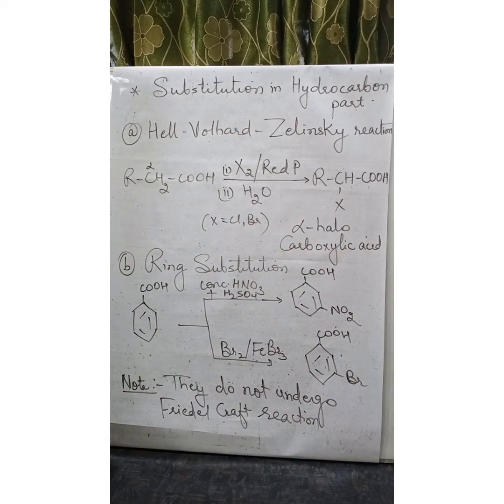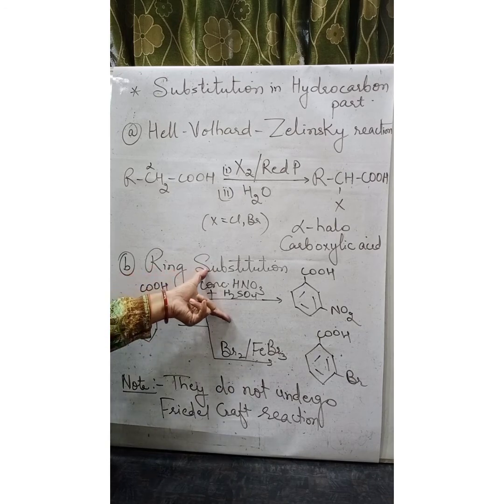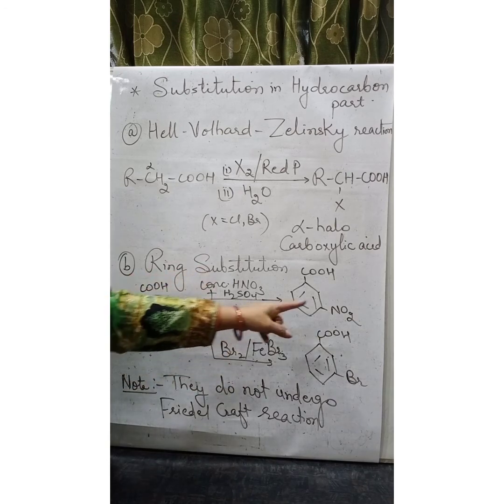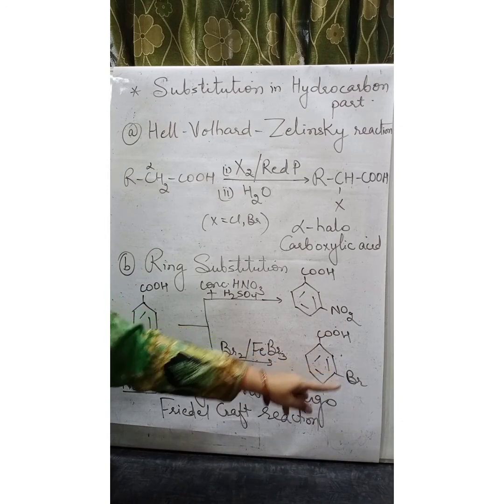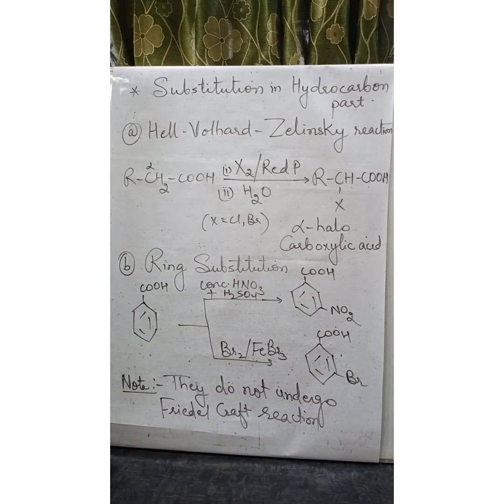Next one is ring substitution. Aromatic carboxylic acids undergo electrophilic substitution reaction in which the carboxyl group acts as a deactivating and meta-directing group. We can see the carboxyl group, either when we carry out nitration or bromination, the nitro or the bromo group gets directed towards the meta position. They do not undergo Friedel-Crafts reaction because the carboxyl group is deactivating and the catalyst AlCl3 gets bonded to the carboxyl group.